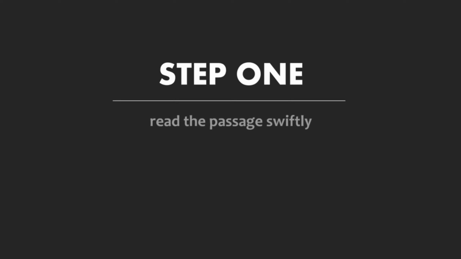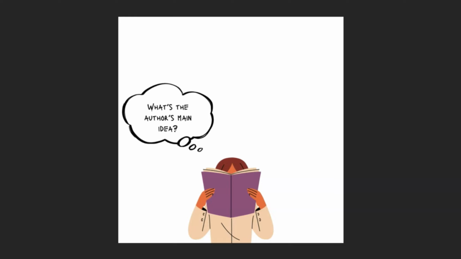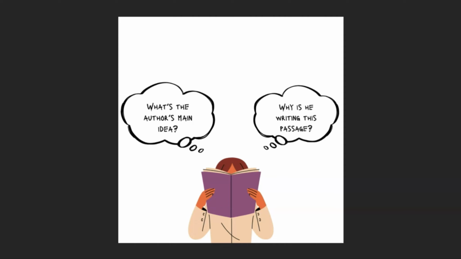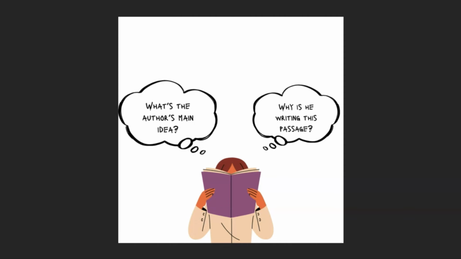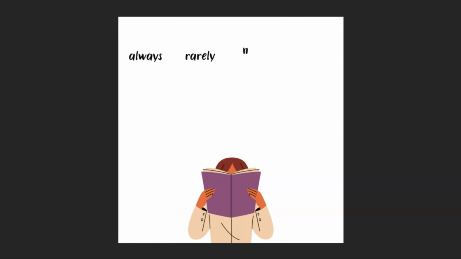Step 1. Read the passage swiftly. Capture the author's main idea without getting bogged down by details. As you read, continuously ask yourself, what is the author's main idea? Why is he writing this passage? Look out for those subtle qualifying words that can significantly impact the author's message. For example, always, rarely, never, or possibly.